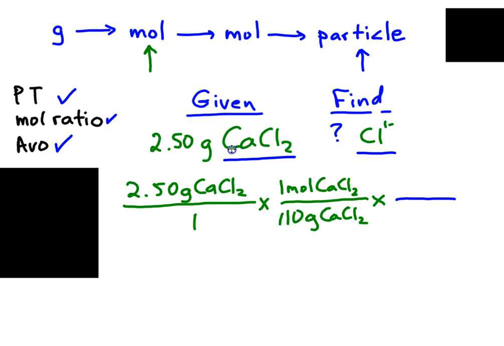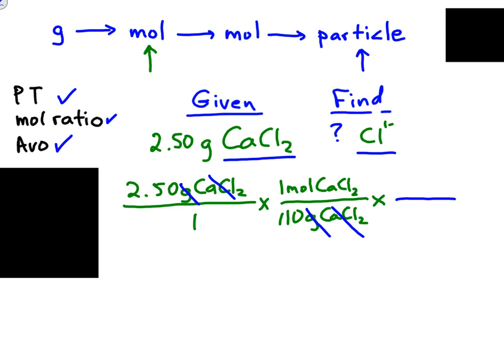What is it? 1 to 2. One of these has 2 of these. Yeah? So, which one has to be on the bottom? Calcium chloride or chlorine? You're going to have to, here, just a second. Let's do the cancellation for the first part that I did. Okay, we canceled grams and calcium chloride, and we still have calcium chloride when we have moles.